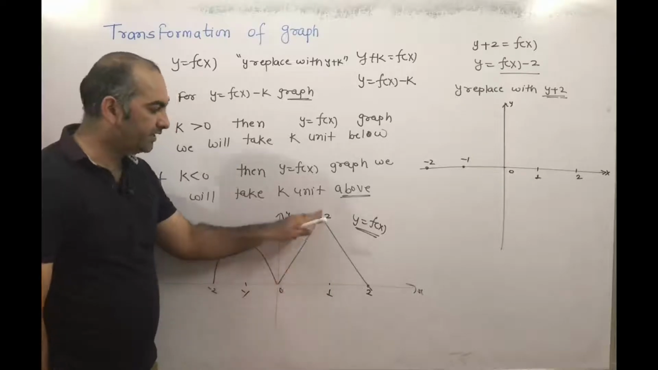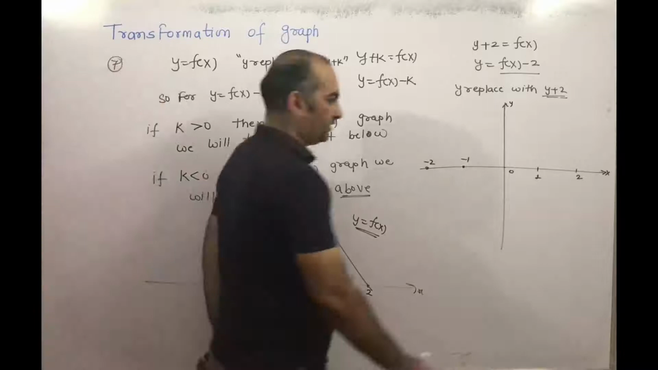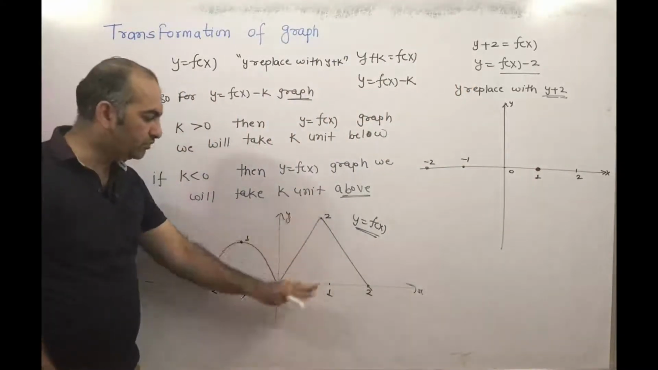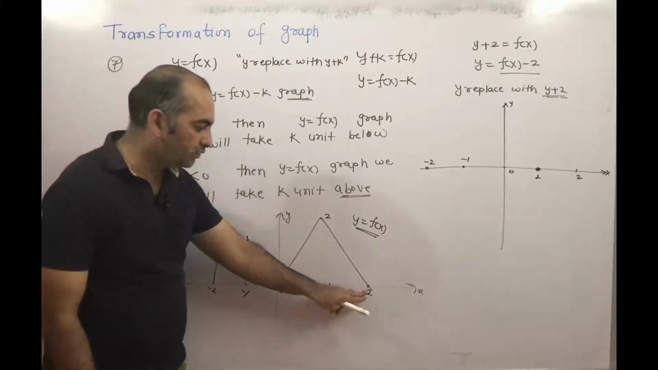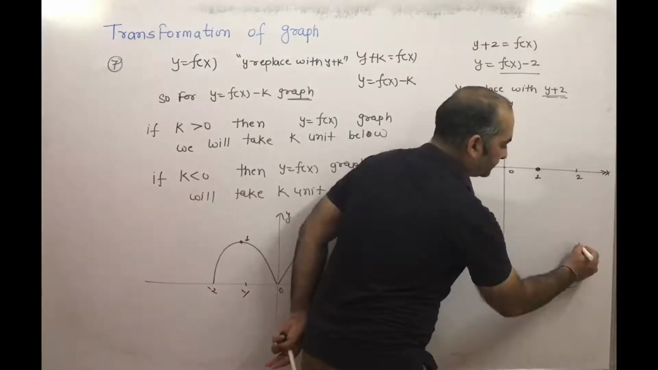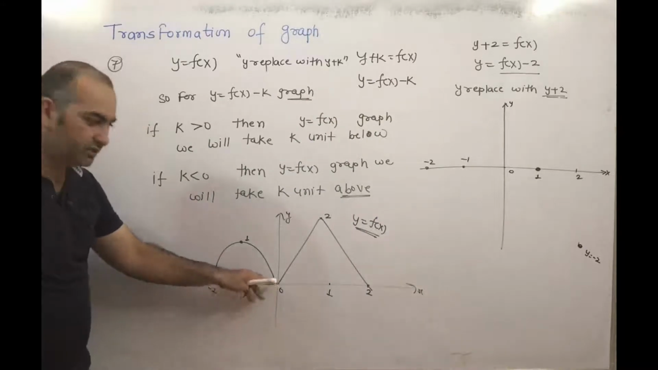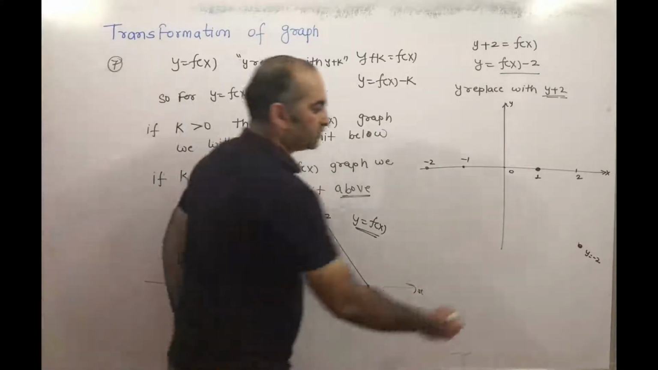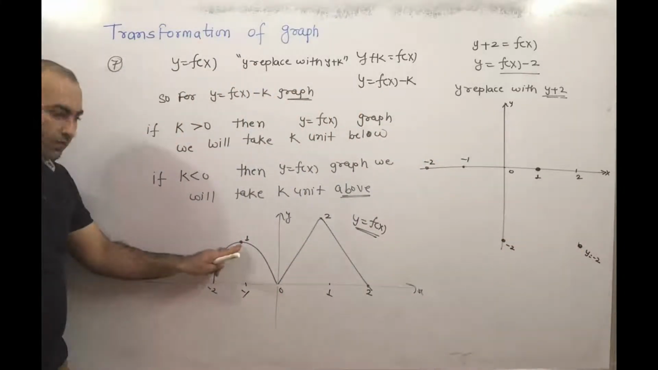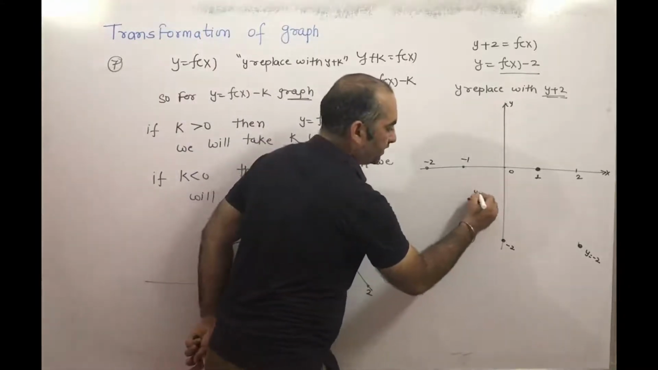You can see here at 1 we are getting 2. So this one we take 2 units below, so 2 will reach at 0. At 2 we are getting 0, so this point will reach at minus 2. So this is y equal to minus 2. At 0 we are getting 0, so this one we have to take 2 units below, so this will also reach minus 2. This minus 1 will reach at minus 1, so y equal to minus 1.